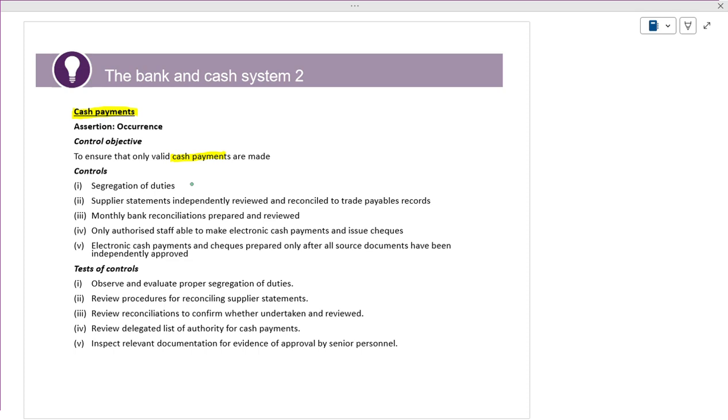We are going to pay only valid cash payments. To whom do we have to pay, how will we verify, how will you have controls? There should be a segregation of duties. Cash segregation of duties is a must. You will have supplier statements independently reviewed and reconciled. Suppliers will give the statement when they are supplying, and we have the trade payable records. I can put it as trade payable controls. The payables records show to whom we have to pay the outstanding.